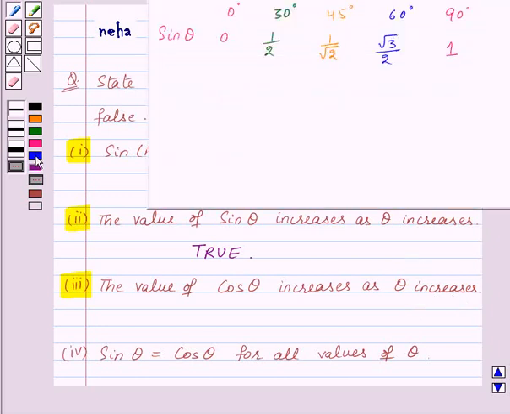So now here, let us write the values of cos theta. Now cos 0 is 1. Cos 30 is root 3 by 2. Cos 45 degrees is 1 upon root 2. Cos 60 degrees is 1 by 2 and cos 90 is 0. So here, as we can see, that as theta increases, the value of cos theta decreases from 1 to 0. That means the given statement is false.